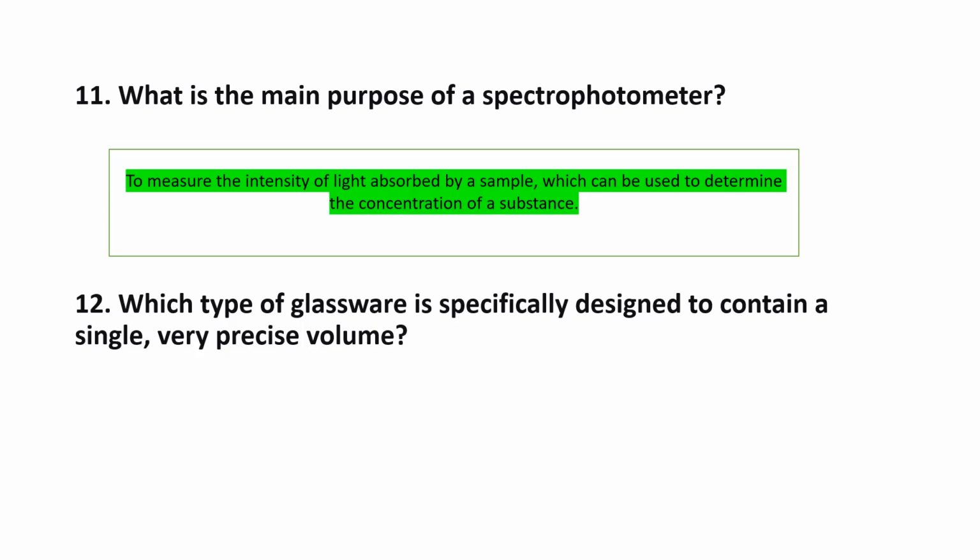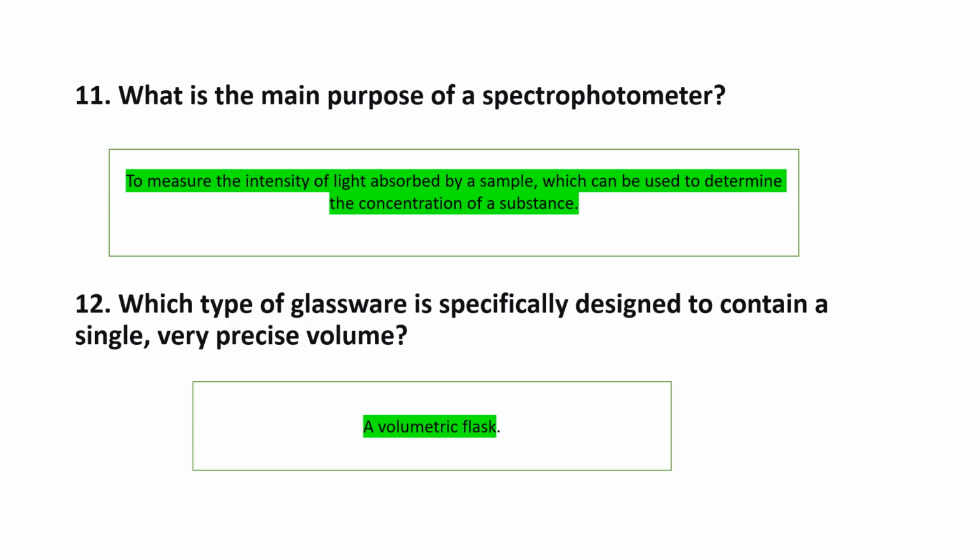Which type of glassware is specifically designed to contain a single very precise volume? Which one is it? A volumetric flask. So if you did say a volumetric flask, then you were right. It is a glassware that is designed to contain a single very precise volume.